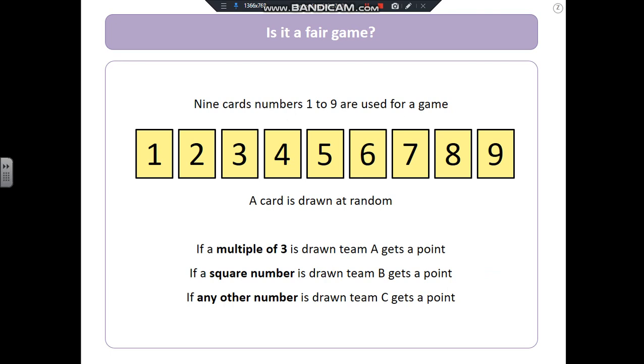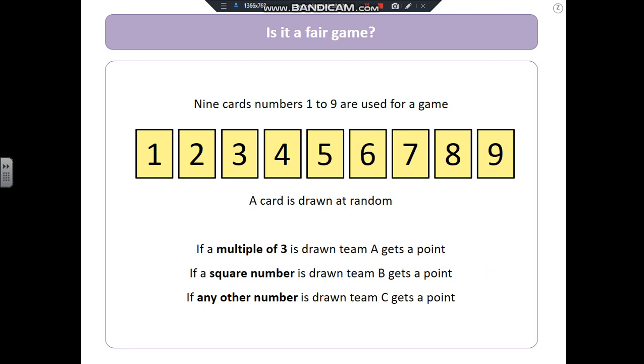Okay, so I've got 9 cards numbered 1 to 9, and we draw 1 card at random. The rules are, if a multiple of 3 is drawn, Team A gets a point. Remember, multiples of 3 are numbers in the 3 times table. If a square number is drawn, Team B gets a point. If you remember, square numbers are a number times by itself. So 1 times 1 is 1, 2 times 2 is 4, so 4 is a square number, 3 times 3 is 9, so 9 is a square number. And any other number drawn, Team C gets a point.